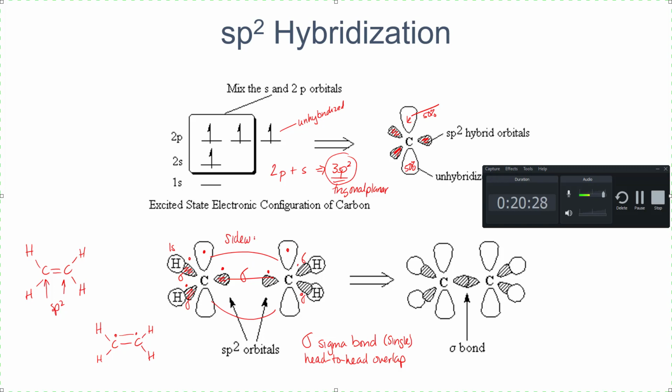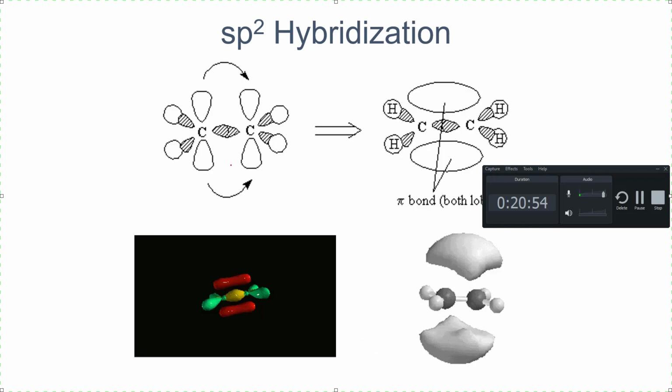I'm going to do a sideways overlap, and that is what we call a pi bond. So a pi bond is when we overlap p orbitals sideways. And that forms, in essence, the double bond. So now I'm going to overlap those to form the pi bond, and that's what we'll see in the next slide. So I overlap those two orbitals and I make the pi bond.